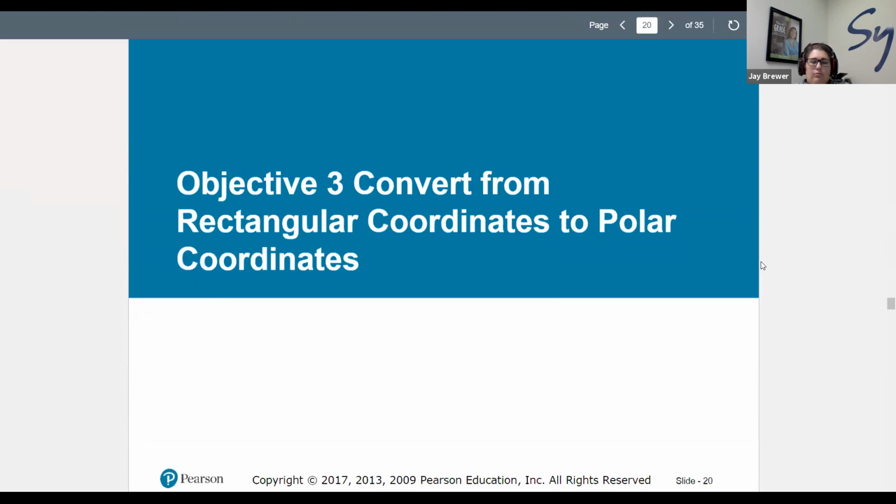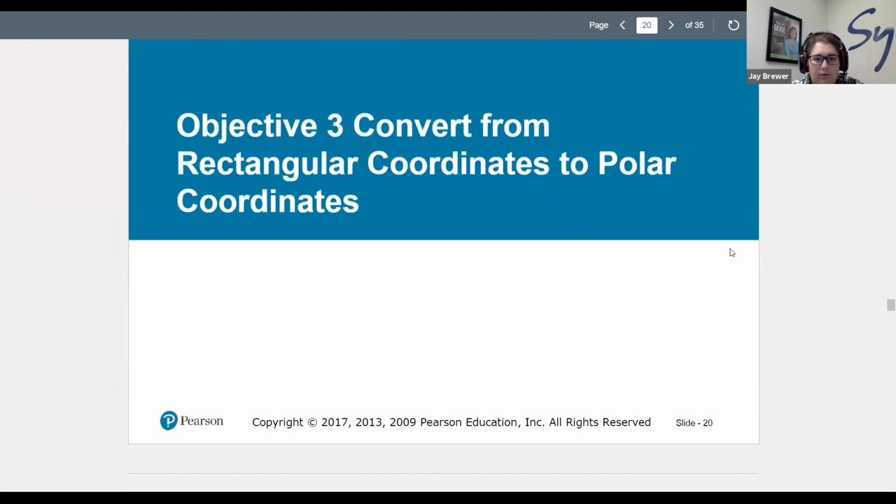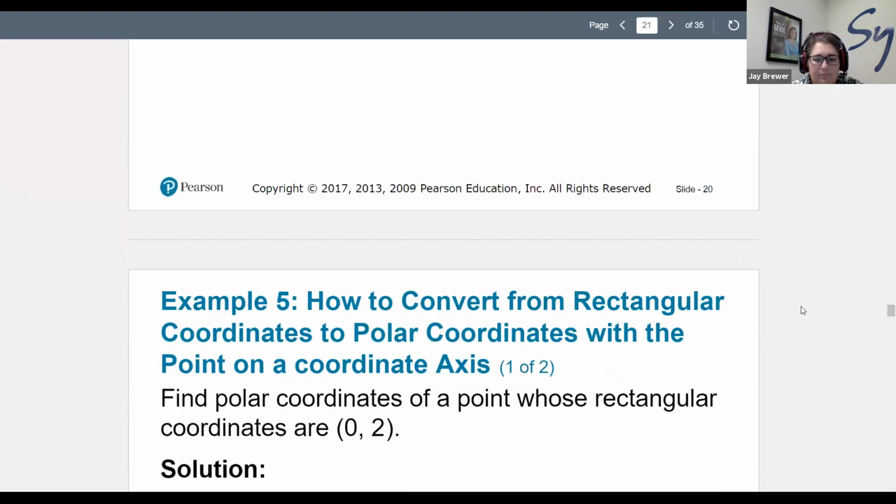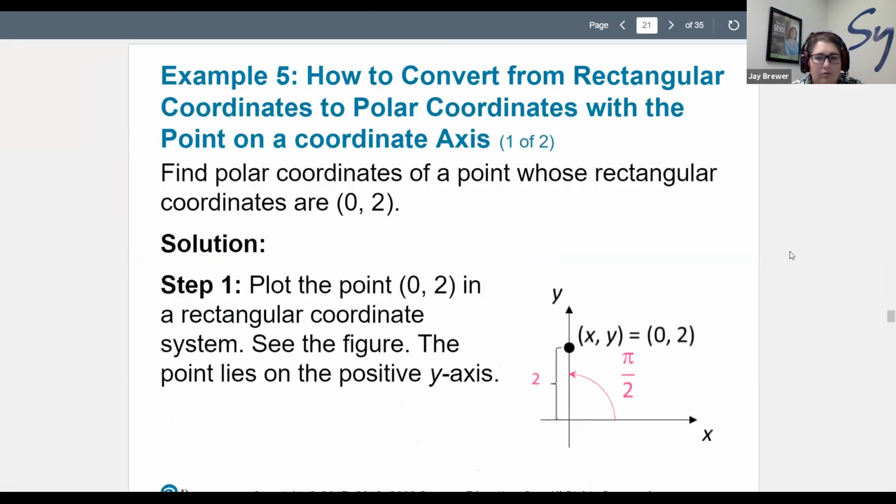So now what happens when we consider the opposite? When we go from rectangular coordinates, sorry, to polar coordinates. What do you think we're going to have to do? Okay, so let's work through this example. We're going to convert from rectangular coordinates to polar coordinates with a point on a coordinate axis. So the point they want us to look at is 0, 2.